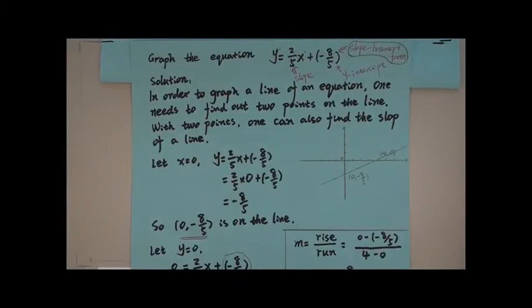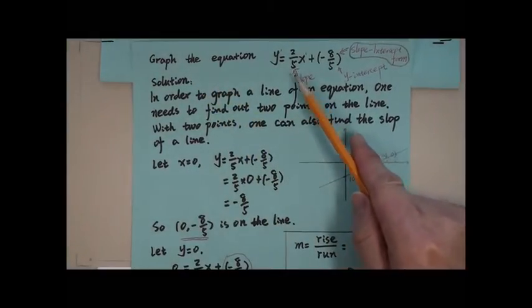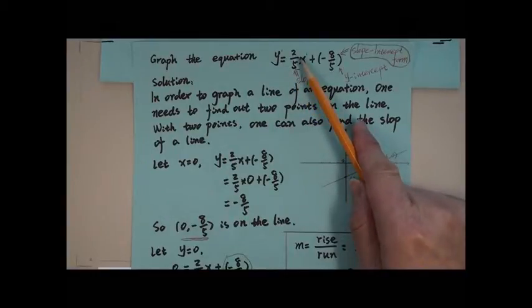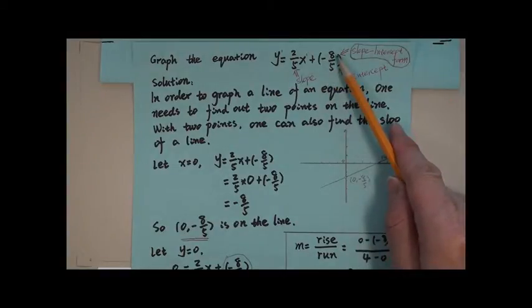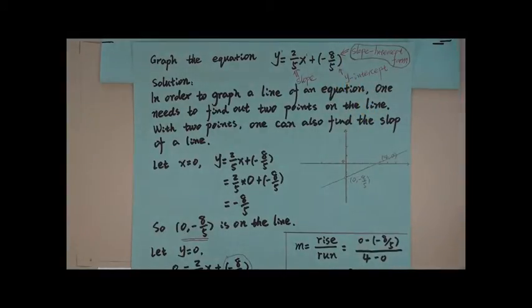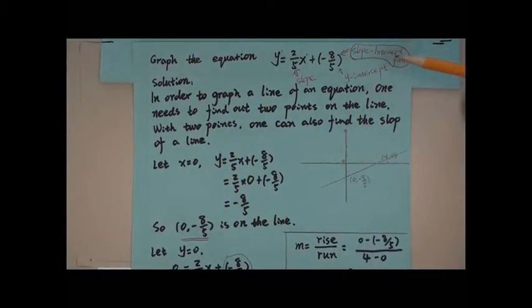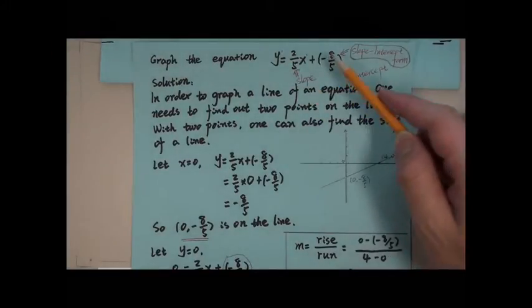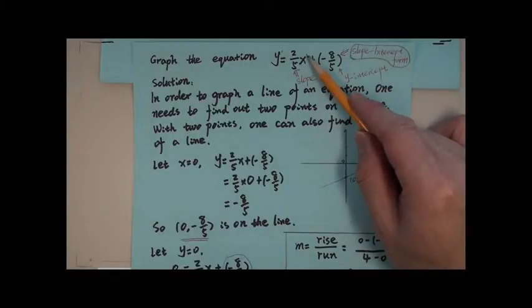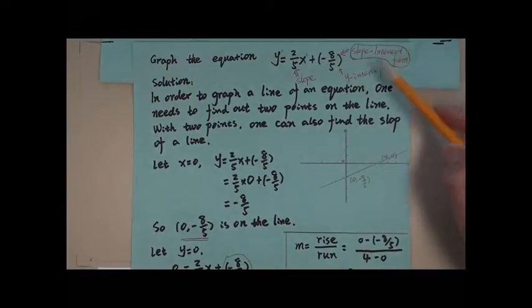Let's look at this example. This example is about graphing the equation y equals 2/5 times x plus negative 8/5. In order to graph the line of the equation, you know this is a line because the exponent of x is 1, and the exponent of y is also 1. So we know this is a line.